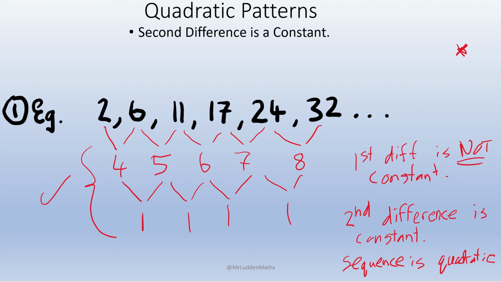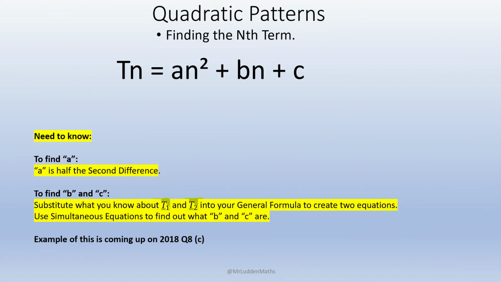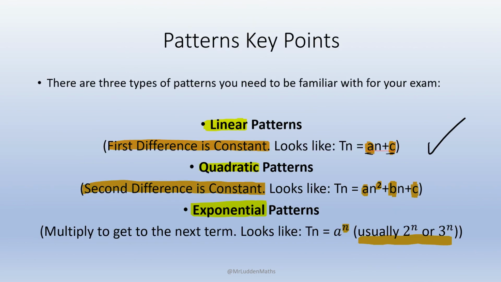Okay, so just to round that off, quadratic patterns: if your second difference is constant, the sequence is quadratic. Now the most difficult thing about quadratic patterns is to find out what the general term is, and it looks something like this. So right now, I'm just going to take a quick step back to my key points. Your key points for linear ones, we've done that. We just have to do my second difference is constant for my quadratics, and right now we're going to concentrate on this, finding out what A, B, and C are.